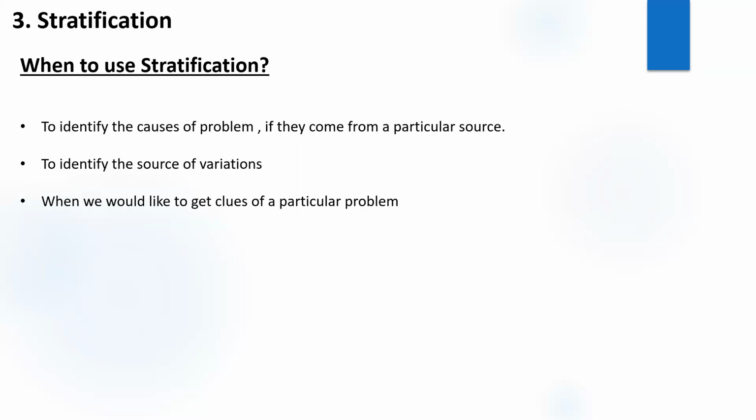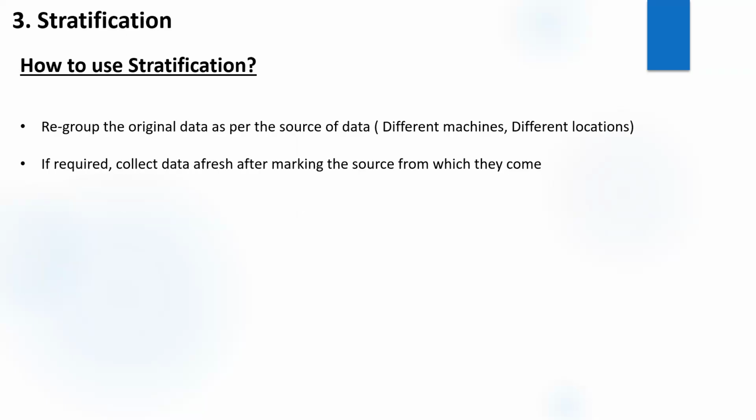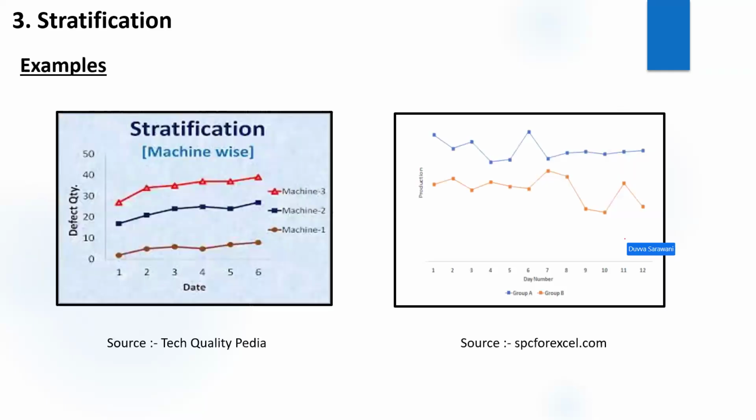I'm not saying in-depth analysis, but at least a clue, right? Then how to use it? We can regroup the original data from the source. These were the examples, machine-wise data, and this is group A, group B. So I said that is contractor A, contractor B.